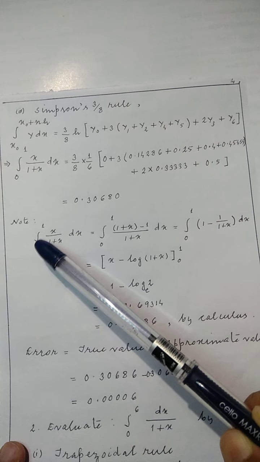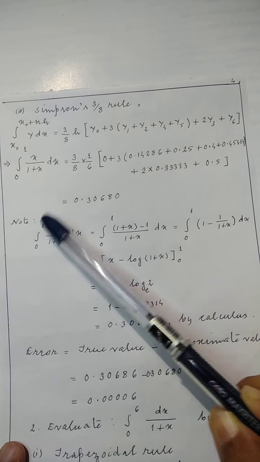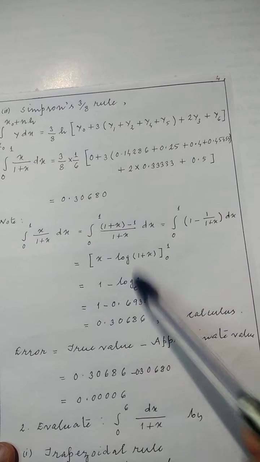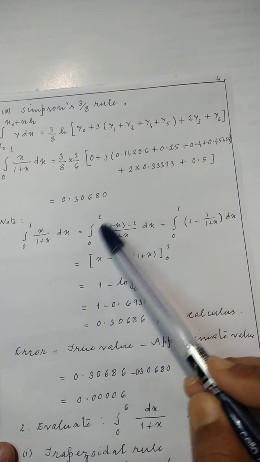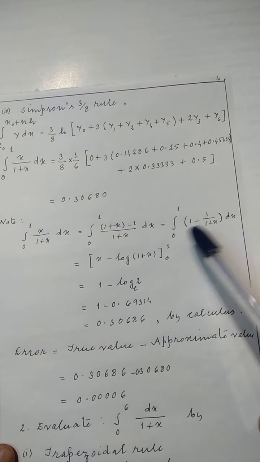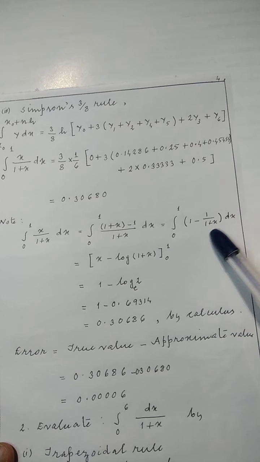So by calculus, what is the value of this integral? The integral from 0 to 1 of x by 1 plus x dx. If you find the value of this integral, what will you get? We can write this as the integral from 0 to 1 of 1 plus x minus 1 by 1 plus x dx. After simplifying, what you will get is the integral from 0 to 1 of 1 minus 1 by 1 plus x dx.